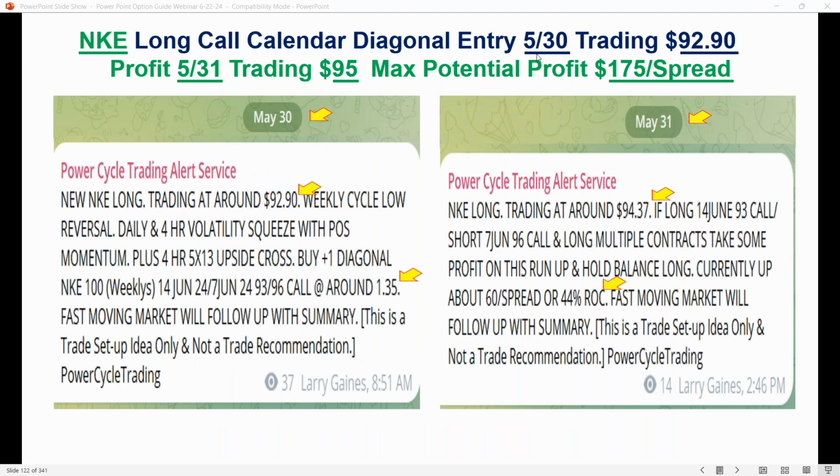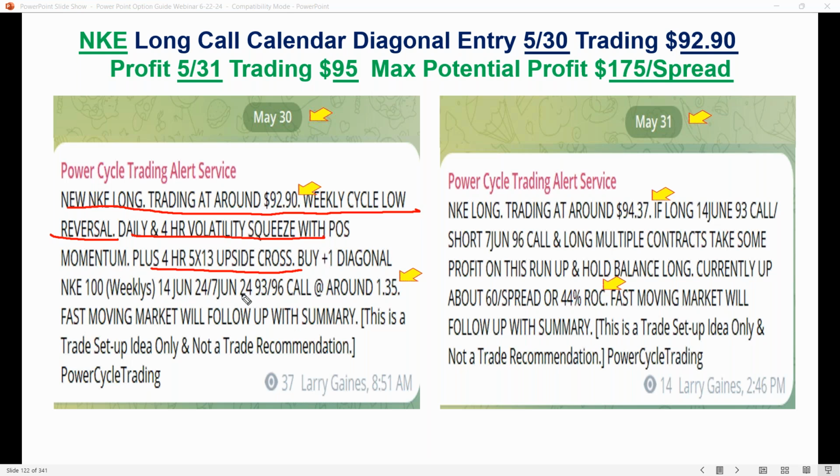Here's one that we did on Nike back on the 30th of May. And you can see new Nike long trade at 92.90, weekly cycle low reversal, daily and 4-hour volatility squeeze. You'll see the same patterns over and over and over in the trades that I send out. Okay, so reversals, volatility squeeze, plus what I call that 513 cross. So it looked good for a potential move up.